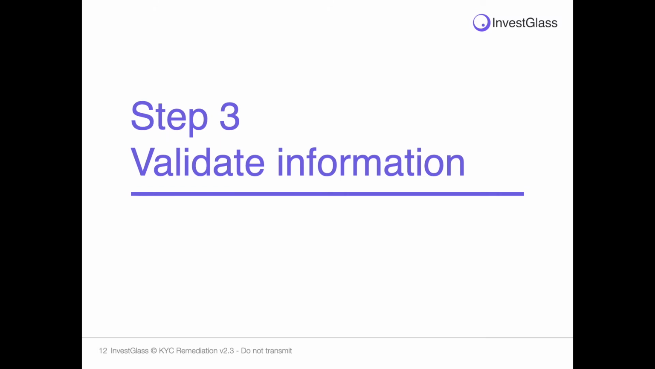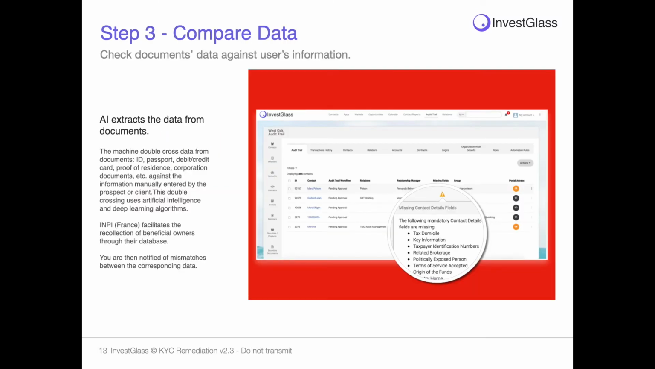Step 3, you have to validate information. So all the information that you're going to receive is going to be stored into a CRM. Obviously, we suggest you go with InvestGlass, but you can also go with other systems, and they will be compatible with InvestGlass through an API. Each field will be qualified, so GDPR, PII.